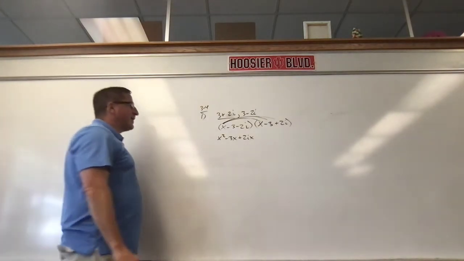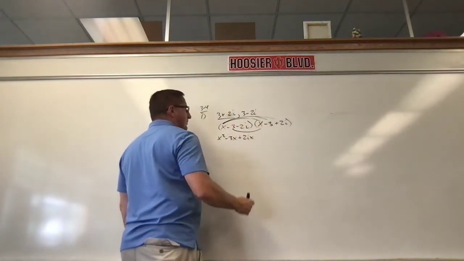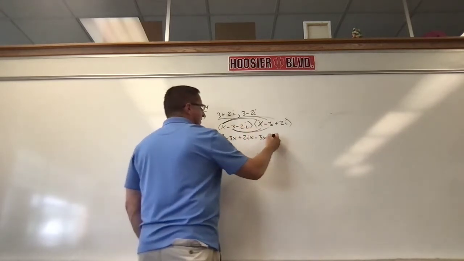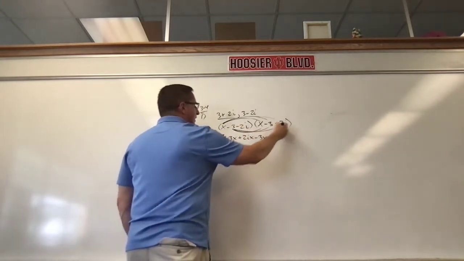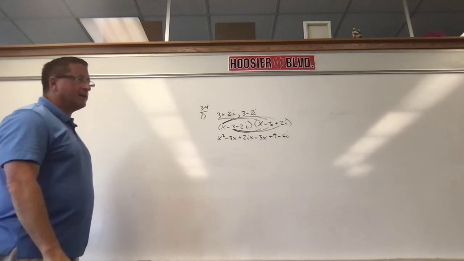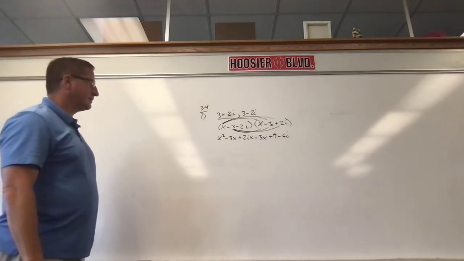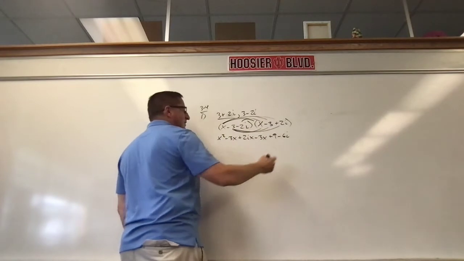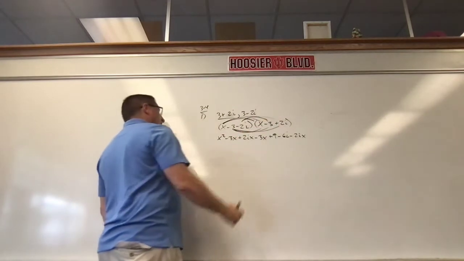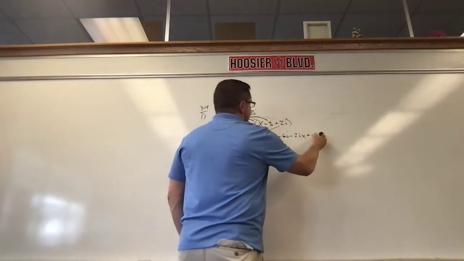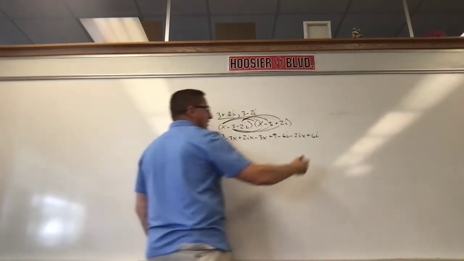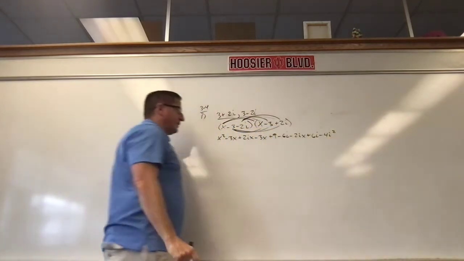Okay. Now we're going to times by negative 3. Negative 3 times x is negative 3x. Negative 3 times negative 3 is positive 9. And negative 3 times 2i is negative 6i. Okay. Now we got to distribute the negative 2i. Negative 2i times x is negative 2ix. Negative 2i times negative 3 is a positive 6i. Negative 2i times positive 2i is a negative 4i squared.